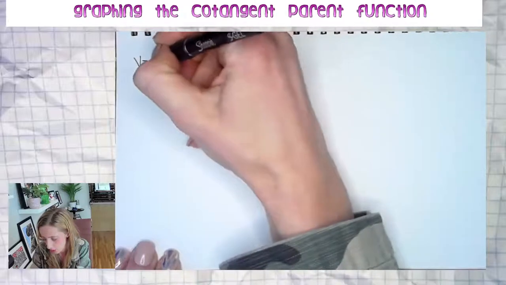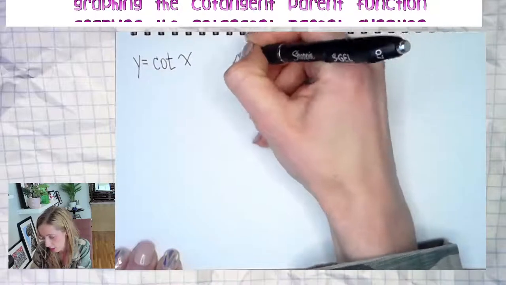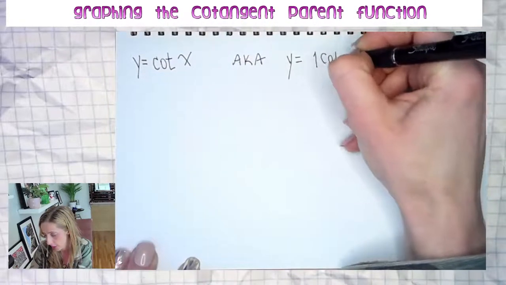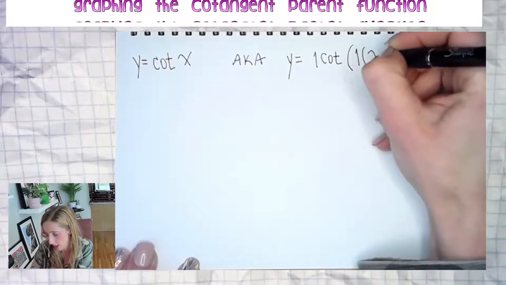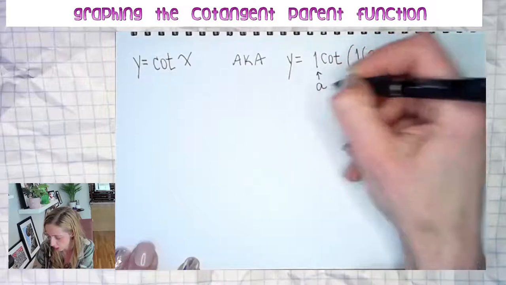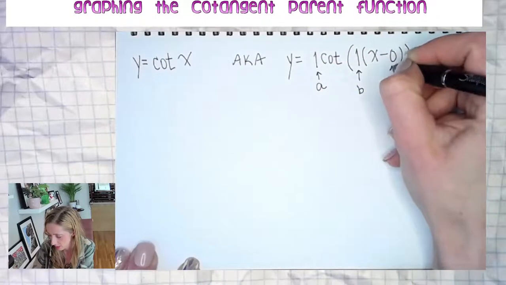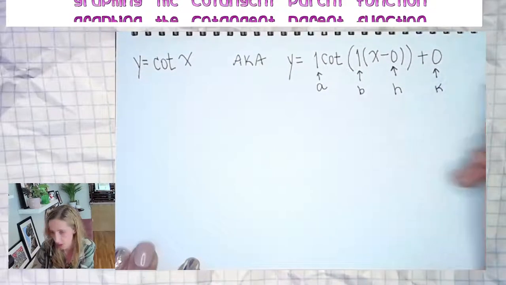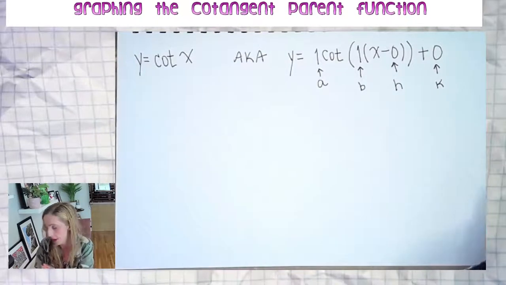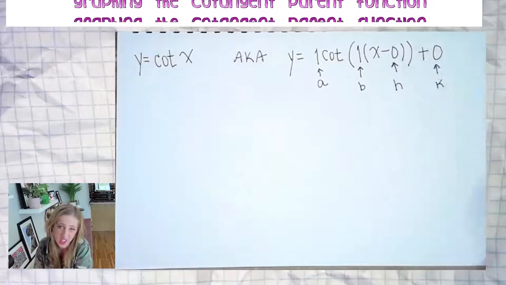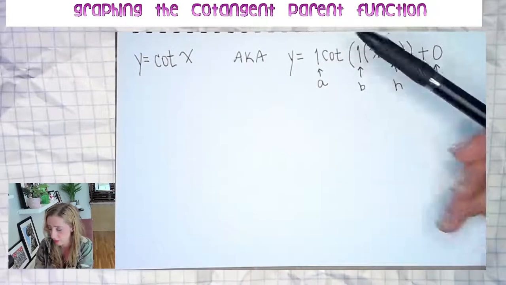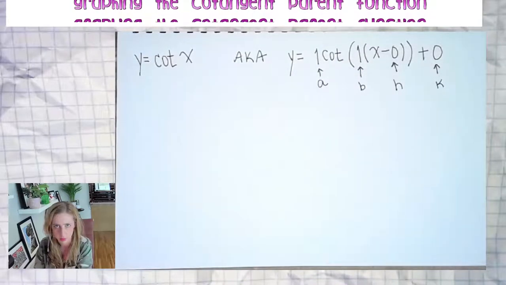Y equals cotangent of X, and make sure it's always clear in your head, that is the same as Y equals 1 cotangent parentheses 1 parentheses X minus 0, close, close, plus 0, right? So that right there is by default A. By default, that's B. By default, we have H. By default, we have K. So it's not that we don't have a B value. Worst thing you could say. You do have a B value. It's 1. You even have an H value. It's 0. But to not have something is to have 0 of it. So I'd rather you say we don't have H, we don't have K, than to say we don't have A or B, because then you have nothing, because 0 times whatever.